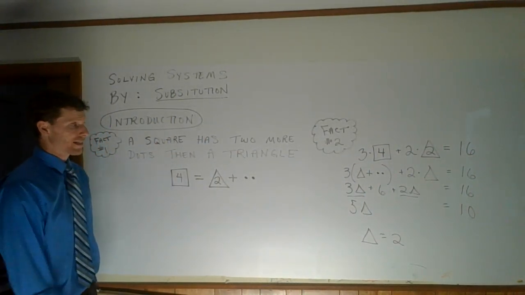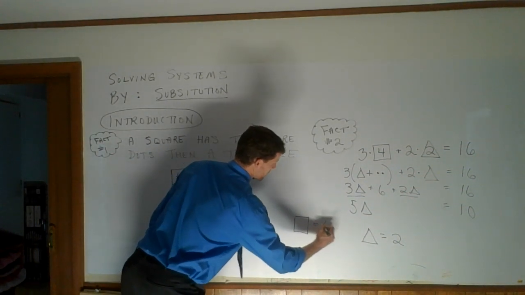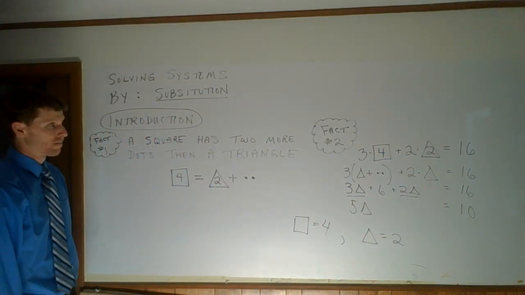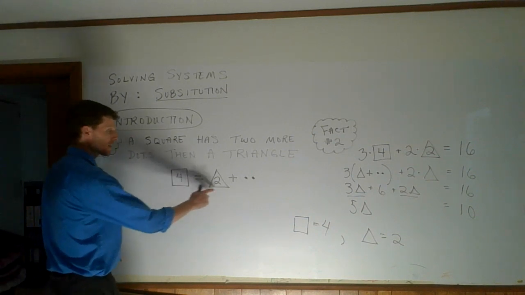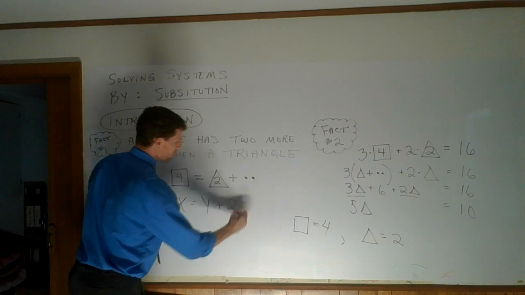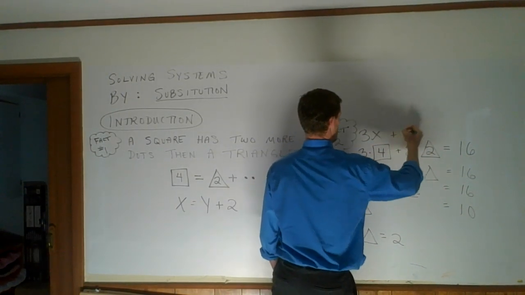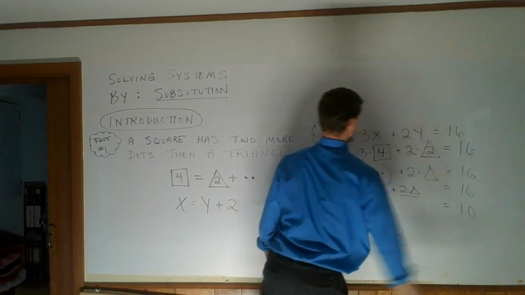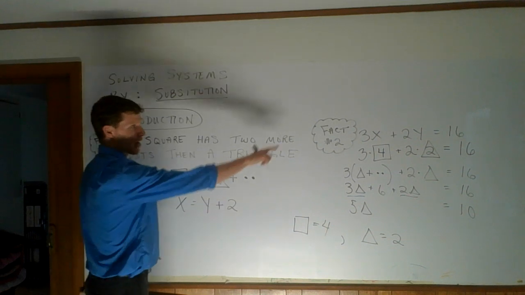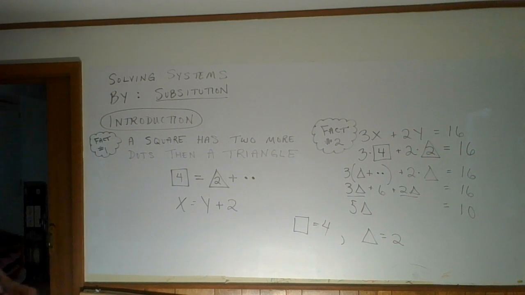12 plus 4 is 16. And so this is our solution. The square has 4 dots and the triangle has 2 dots. In the future, instead of using shapes, we will use x equals y plus 2. And this will be 3x plus 2y equals 16. And we'll be taking the y plus 2 and replacing the x. And that is the introduction to solving by substitution.